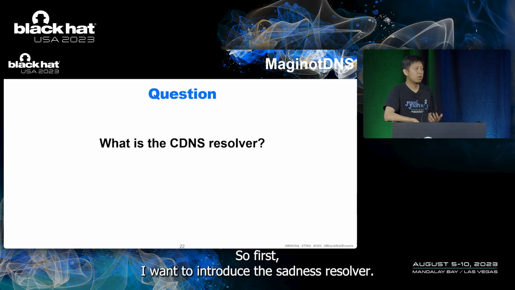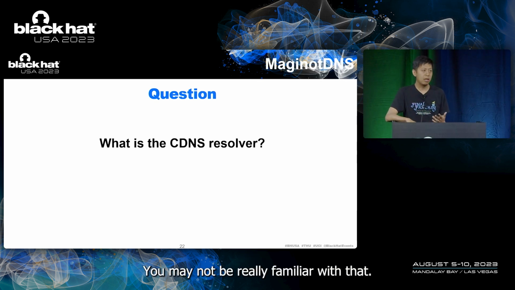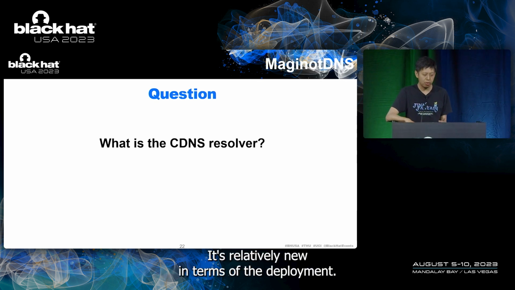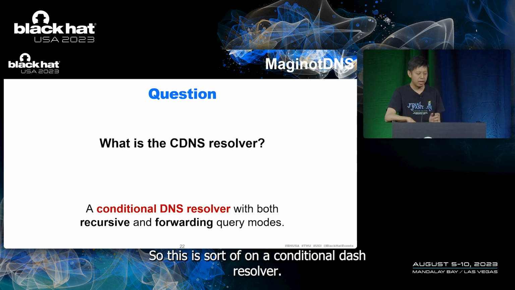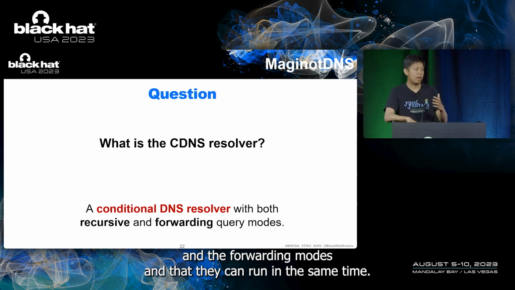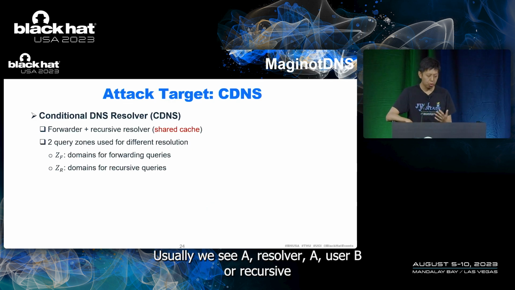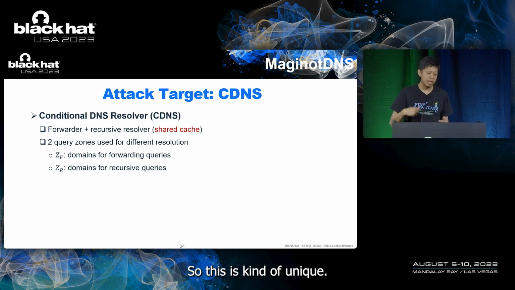So first, I want to introduce the CDNS resolver. You may not be really familiar with that. It's relatively new in terms of deployment. This is short for conditional DNS resolver. It supports both recursive mode and forwarding mode, and they can run at the same time. Usually, we see a resolver be either a recursive resolver or a forwarder, but a CDNS does the two things at the same time. So this is kind of unique. And also, the cache is shared.